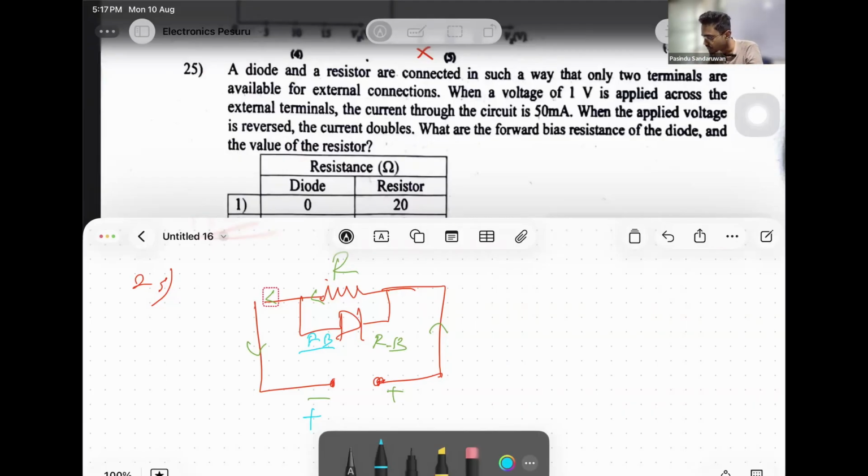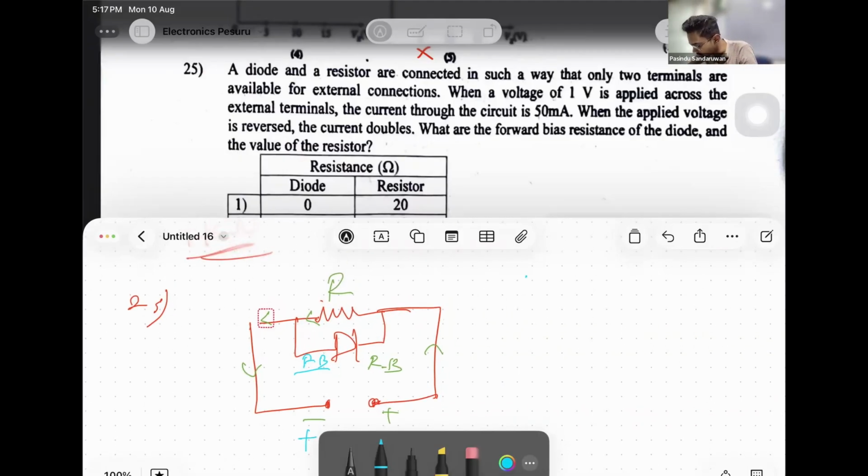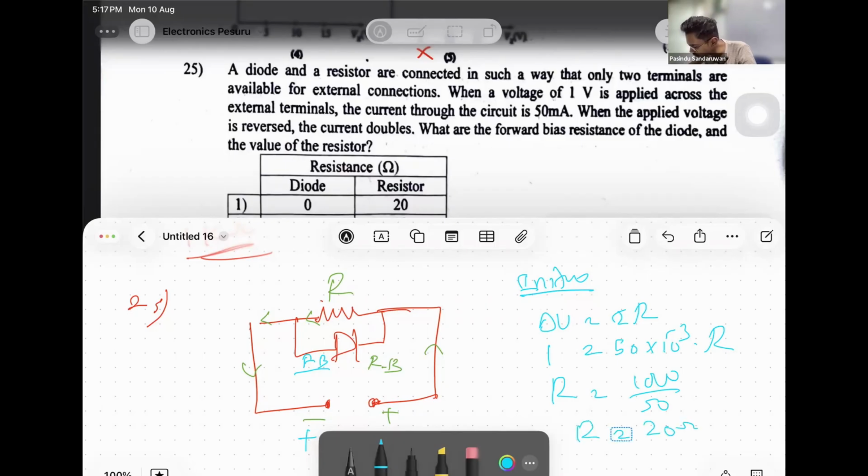Now let's do the calculation. Right now, initially, we know delta V equals IR. Delta V is 1 volt. I is 50 milliamperes, 50 times 10 to the minus 3, times R. Then R equals 1 over 50 times 10 to the minus 3, that is 20 ohms. Then the resistance here is 20 ohms.